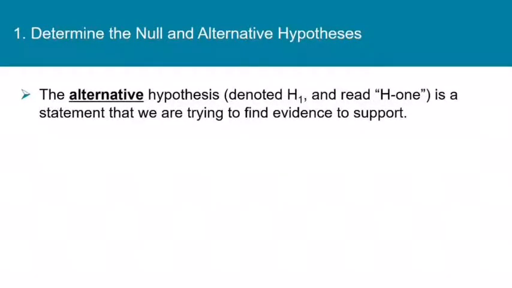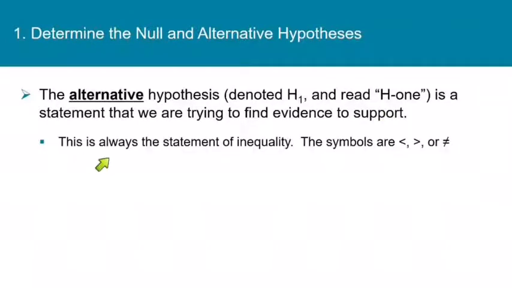Now, on the other hand, the alternative hypothesis, which is denoted by H subscript 1 and which is read as H1, is a statement that we are trying to find evidence to support. So the alternative hypothesis is H1. The alternative hypothesis is always the statement of inequality. The symbols you'll see in H1 are less than, greater than, and not equal to.